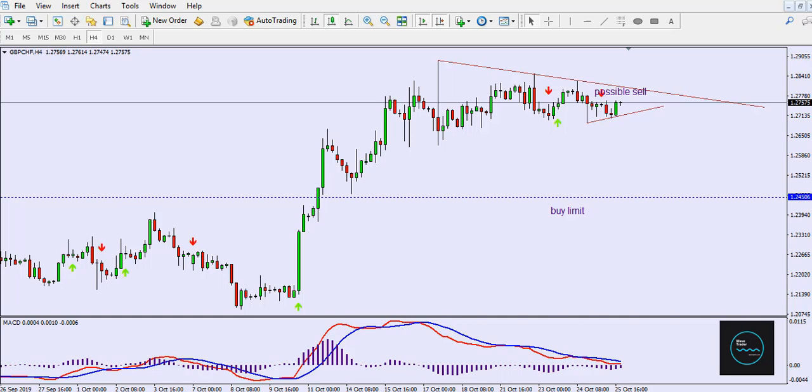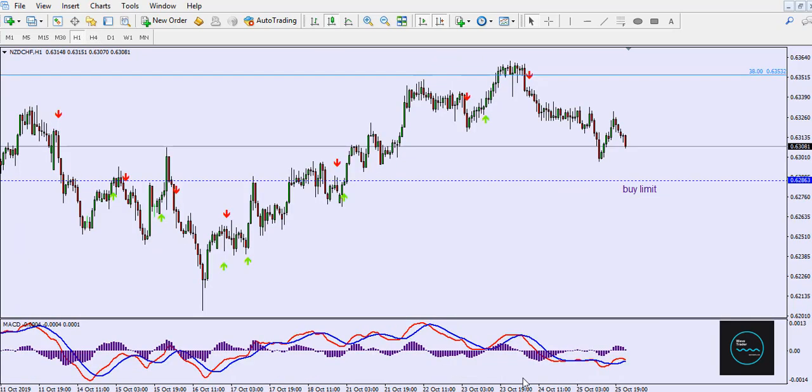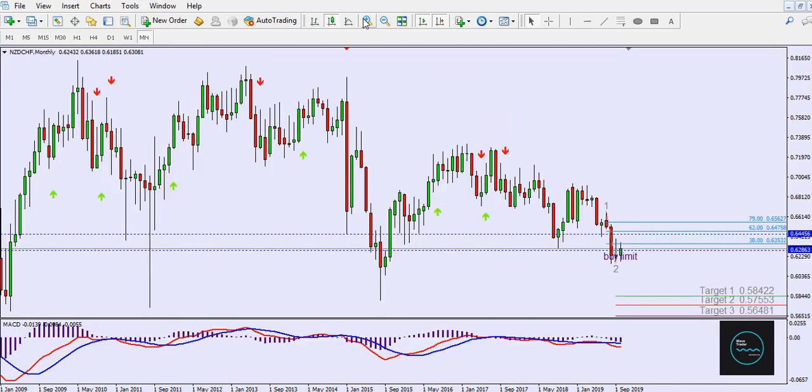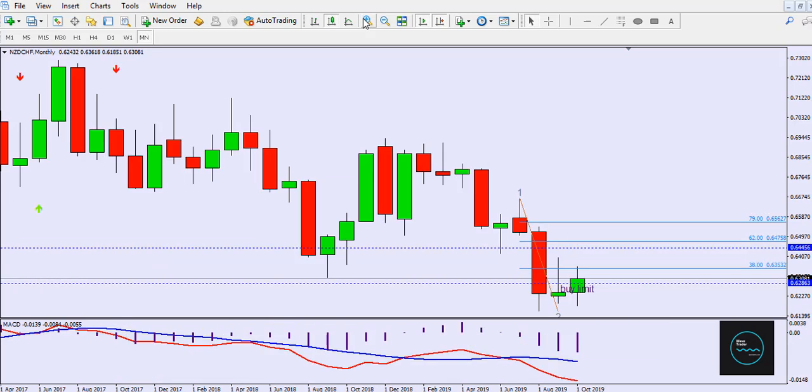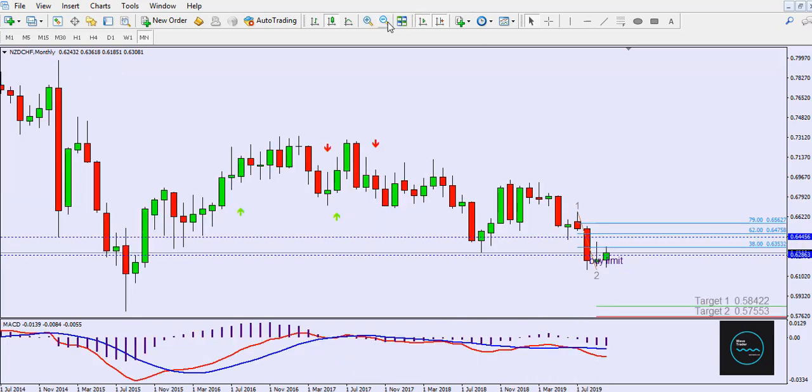Okay, so let's go to the next currency pair, which is the New Zealand CHF pair. I'm on the 1-hour chart, so we have to go to the monthly chart. On the monthly chart, you can see that for the past 2 months, the market has been trying to push strongly up, even though the MACD is trending strongly down. But you can see here that it's been doing a series of hops. So I believe that just like this one pushed up, that's what's going to happen here as well.